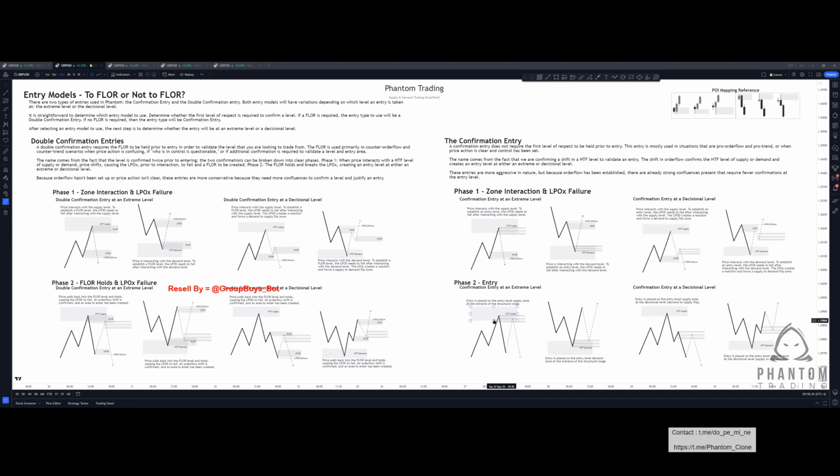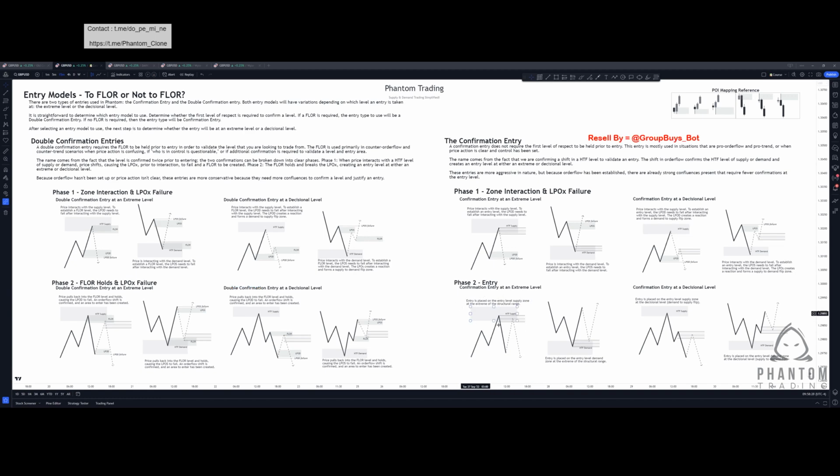The entry is placed on the entry level supply zone at the extreme of the structural range. Because this is a confirmation entry, we already have confirmation that this higher time frame supply level should hold, and we're able to trade it without needing that additional level of confirmation.